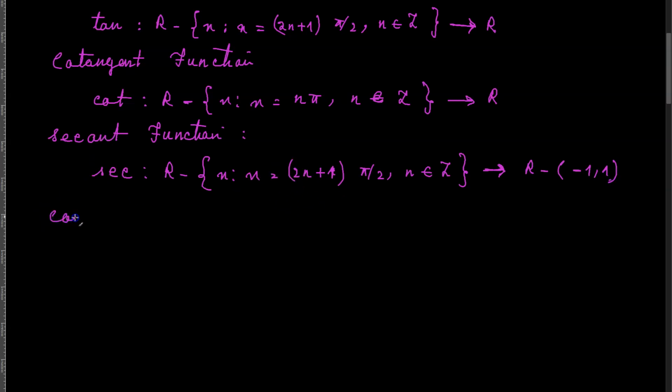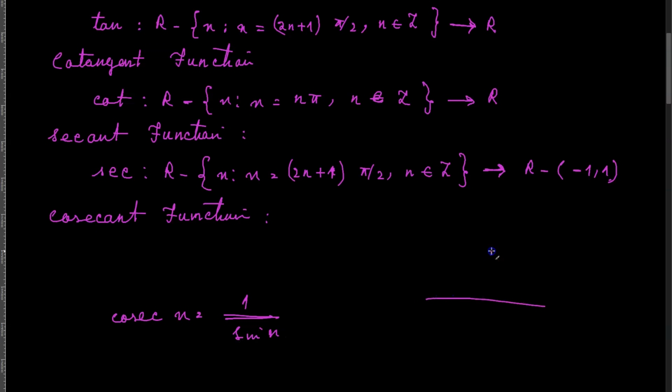Now for the cosecant function, what you need to do is take out all of the inputs for which the sine function goes to 0, because you know that the cosecant of x is equal to 1 over sine x. So, where is sine equal to 0? Sine is equal to 0 at 0 and at pi.